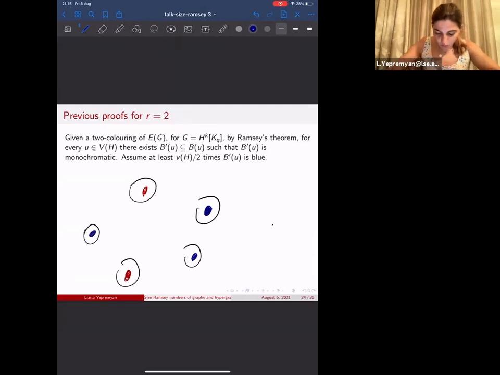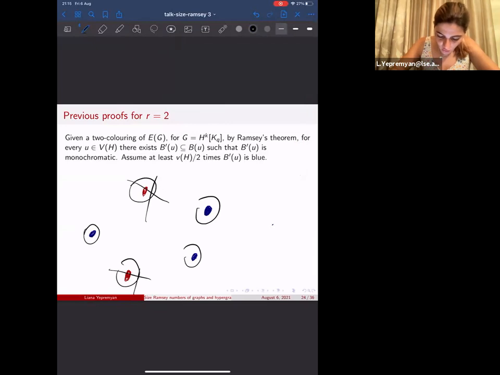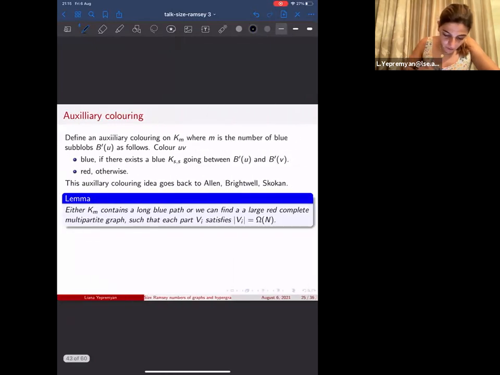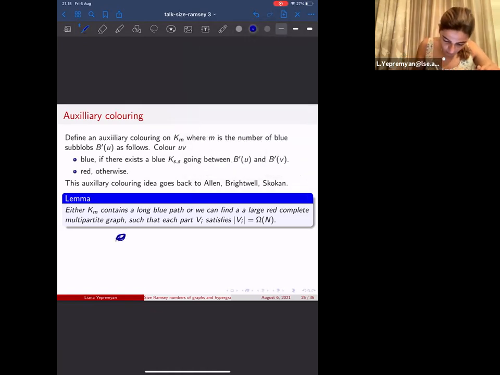So if blue is the most common color that I see among these blobs, then I discard everything else and I just look at the blobs which are blue. So I discard these guys and I just zoom in only into the blue sublobes. Okay. So then we can define an auxiliary coloring of the complete graph K_M, where M is the number of blue sublobes. So all I'm left with now is just blue sublobes.